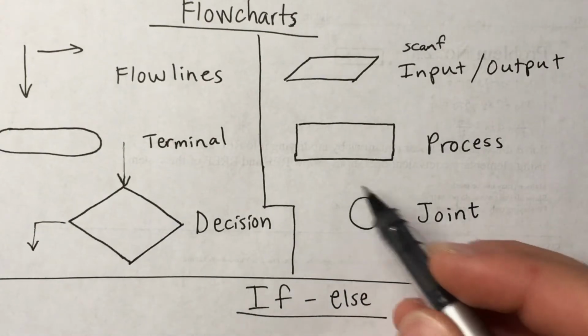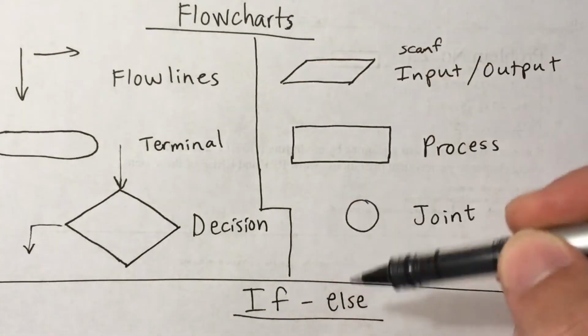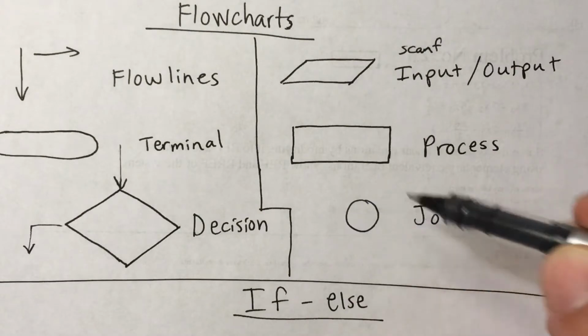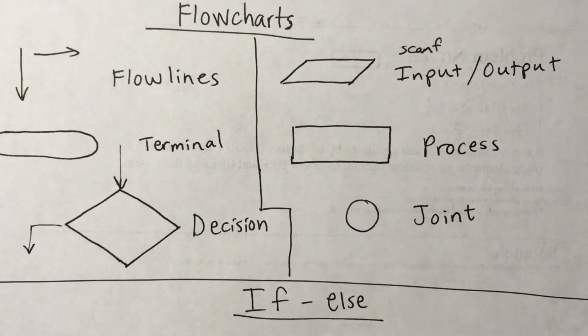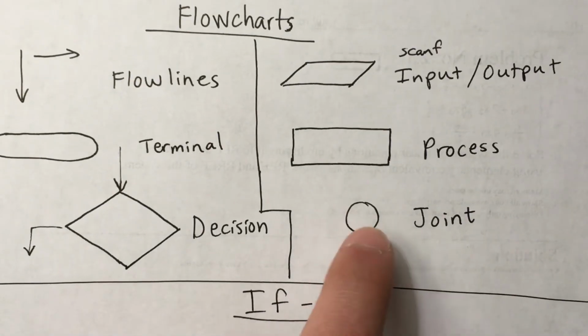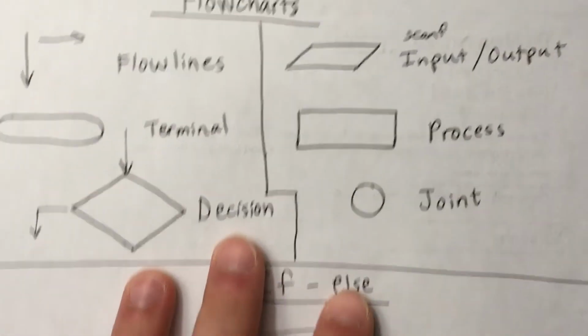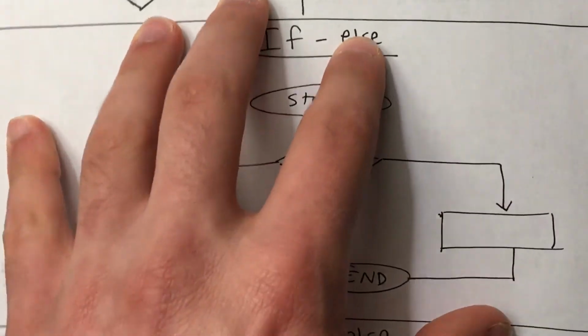And then you have the circle. Sometimes when you have a couple of arrows joining into one place, you use this node, or circle, called a joint. Sometimes you use it, sometimes not, but it's for organization purposes. So let's take a look at an example.